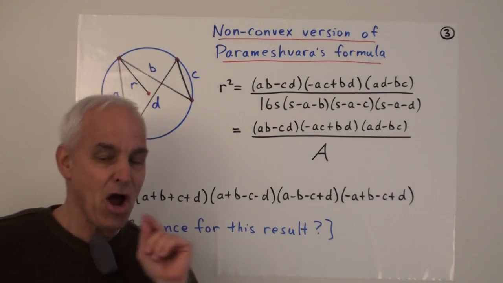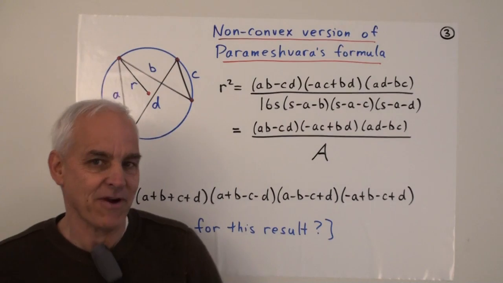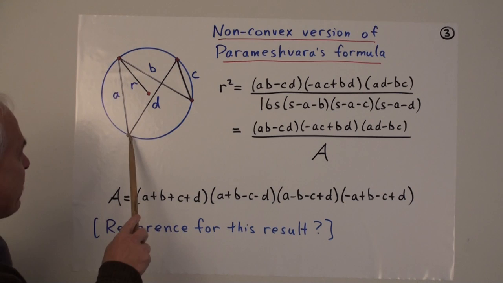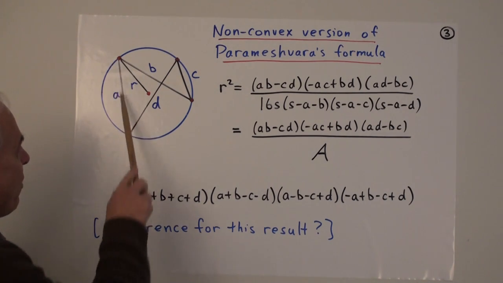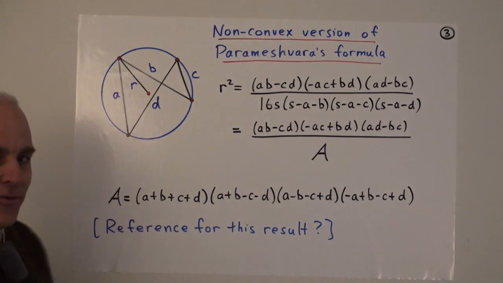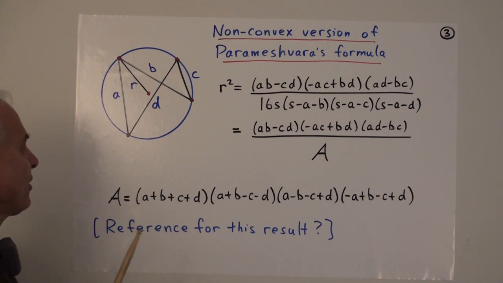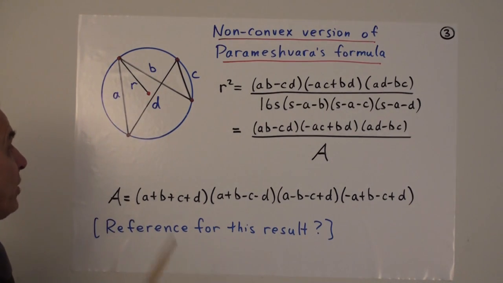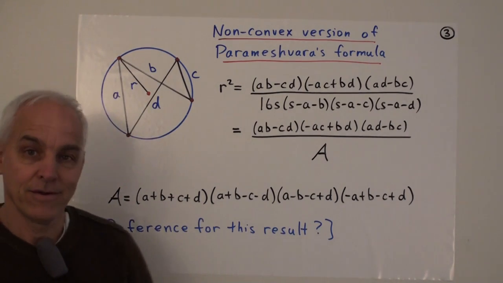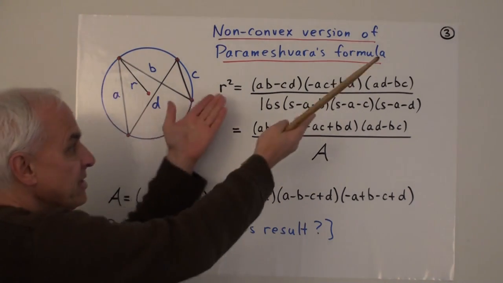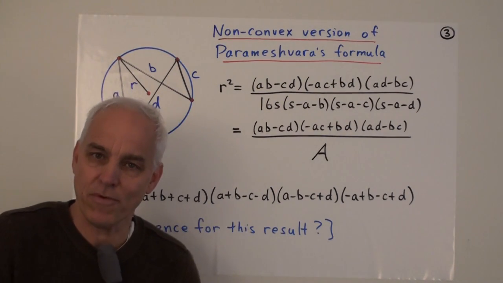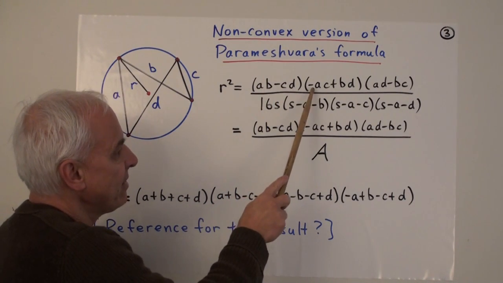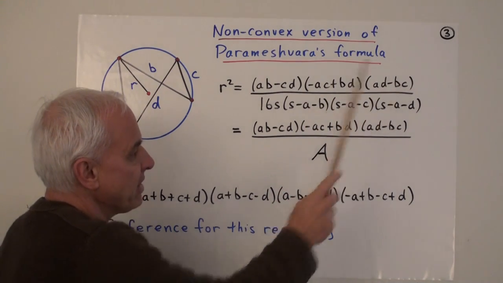All right, so there's also a non-convex form of Parameshvara's formula. And this is the situation that we're imagining. We have a cyclic quadrilateral, but now not a convex one, but rather one that goes A, B, C, D like this. It's still consisting of 4 lengths. Still we have 4 points on a circle. We can still ask for the relationship between the 4 lengths and the radius r. And here is the non-convex form of this result. R squared is now (ab minus cd)(ac minus bd)(ad minus bc) over the denominator.